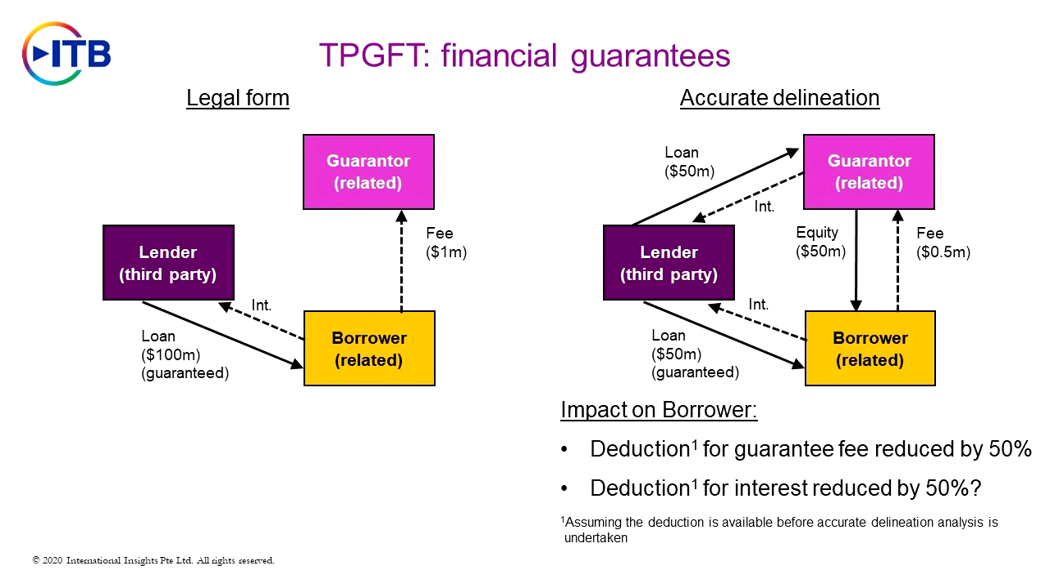In the accurate delineation version on the right, the borrower will be able to claim a deduction for a guarantee fee of only $0.5 million, assuming 1% is shown to be the arm's length guarantee fee. Also, I would think that the borrower's interest deductions would be reduced by 50%, with possibly the guarantor obtaining the interest deductions instead. But strangely, the impact on interest deductions is not mentioned in the report.